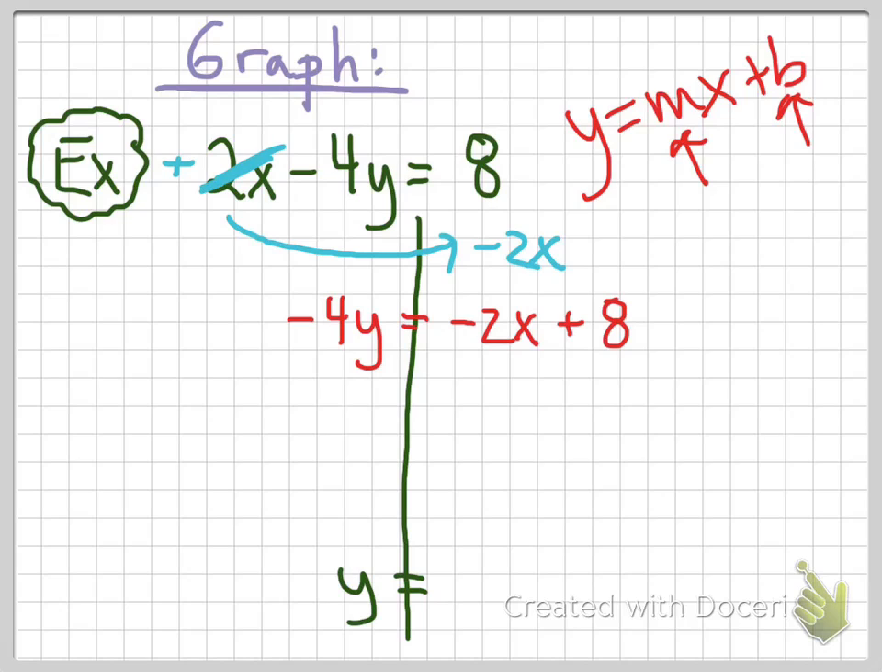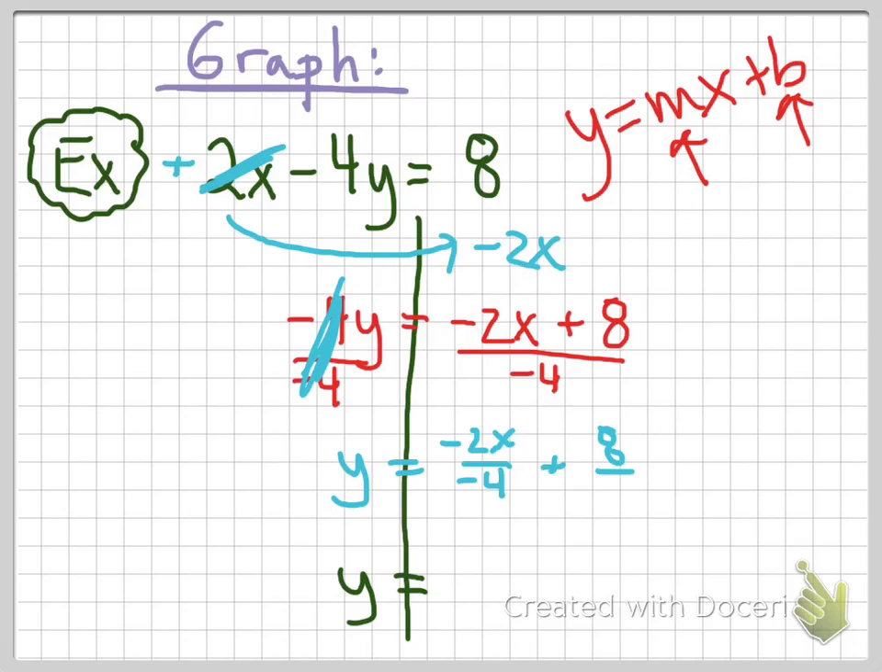And then my next step is, okay, well, let's divide by negative 4. So I'm going to divide this by negative 4, and I'm going to divide all of this by negative 4. Which means I'm going to have y equals, these negative 4's are going to cancel, and I'm going to have negative 2x divided by a negative 4 plus an 8 divided by a negative 4. And I'm going to have some math to do here.